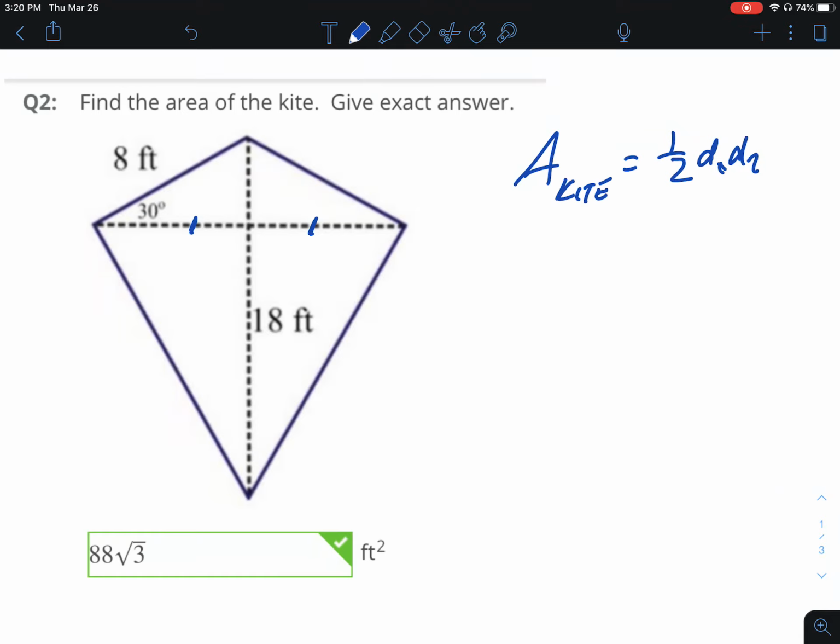We don't know the lengths of either diagonals currently, but once again, we have this triangle, this right triangle here. We know that opposite 90 is 8, so opposite 30 is the short leg, is half of that. That has to be 4. That means that one of these diagonals is 22.